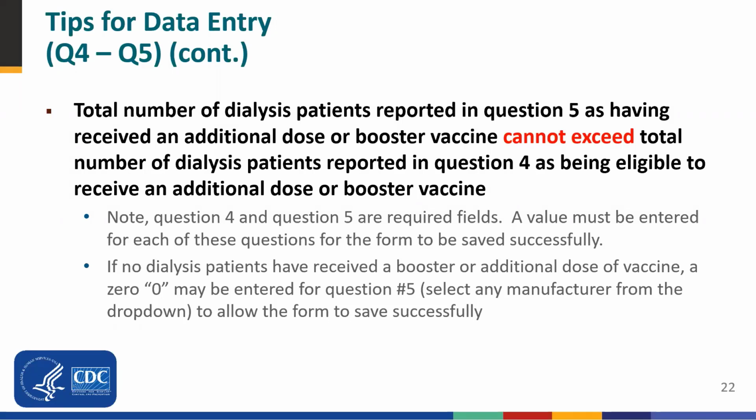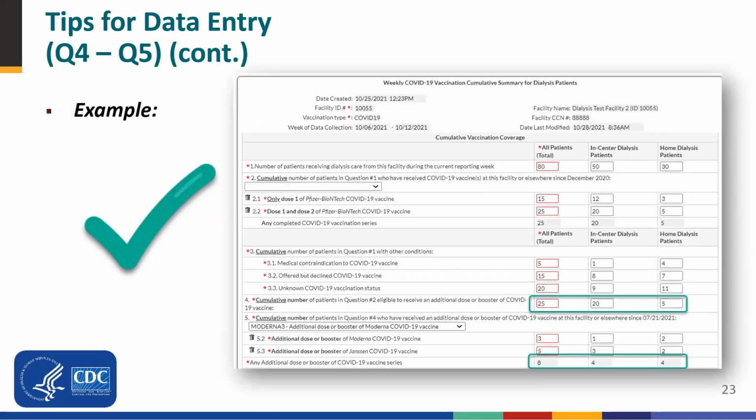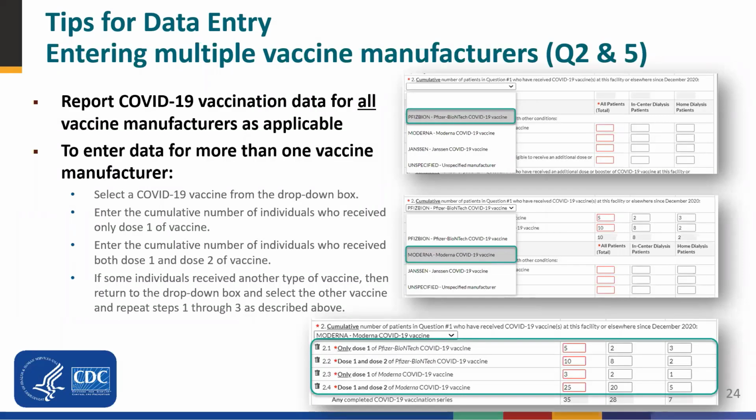Since question 4 and question 5 are required fields, a value must be entered for each of these questions for the form to be saved successfully. If no individuals have received a booster or additional dose of the vaccine, a 0 may be entered for question number 5 to save the form. In this example, an error is not generated since the numbers entered for question 5 do not exceed the numbers entered in question 4. Users should report all COVID-19 vaccination by manufacturer type. The NHSN application allows for vaccines by multiple vaccine manufacturers to be reported in a single data collection form.